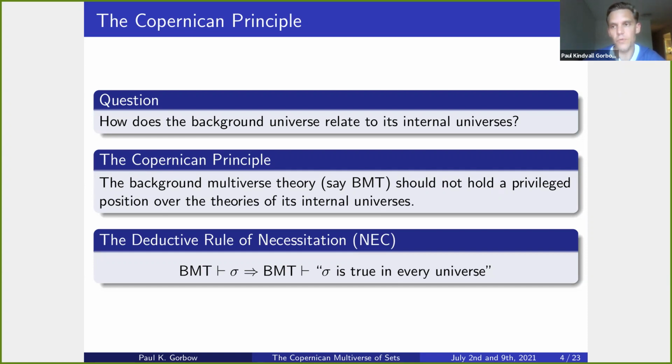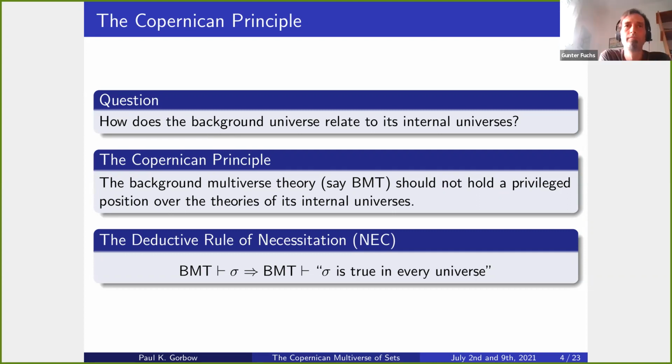A way to capture this formally is in the form of this deductive rule. So it's not an axiom. We can think of it more as a closure property on the background multiverse theory. It's as displayed there. Since the background multiverse theory, let's say that we have an axiom saying that there is a universe, the multiverse is not trivial, then if the background multiverse theory proves that, it also proves that every universe satisfies that. So every universe will then have a multiverse within it, for example.